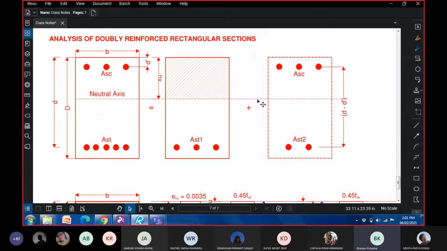Please write down a doubly reinforced section, or you can just write DRS. A doubly reinforced section may be looked upon as two sections 1 and 2 given below.